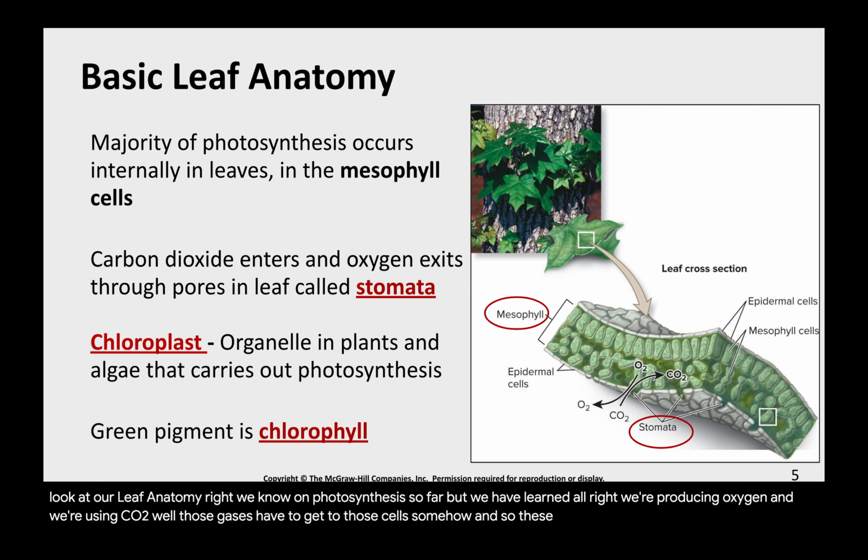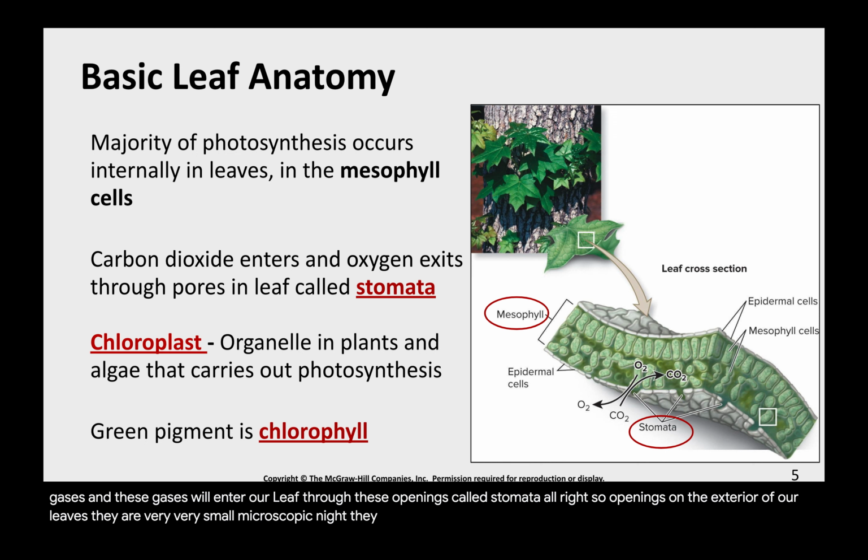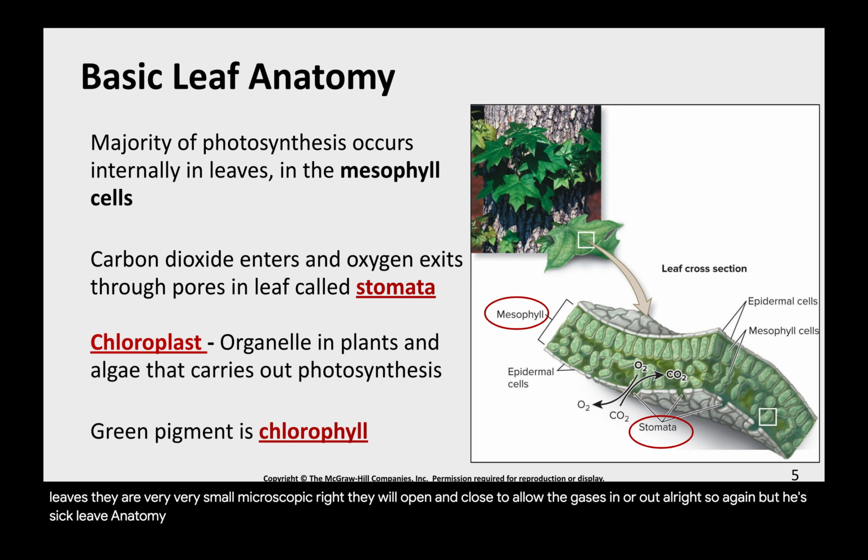And so these mesophyll cells need to use these gases, and these gases will enter our leaf through these openings called stomata. So openings on the exterior of our leaves. They are very, very small, microscopic. They will open and close to allow the gases in or out. So again, basic leaf anatomy here.